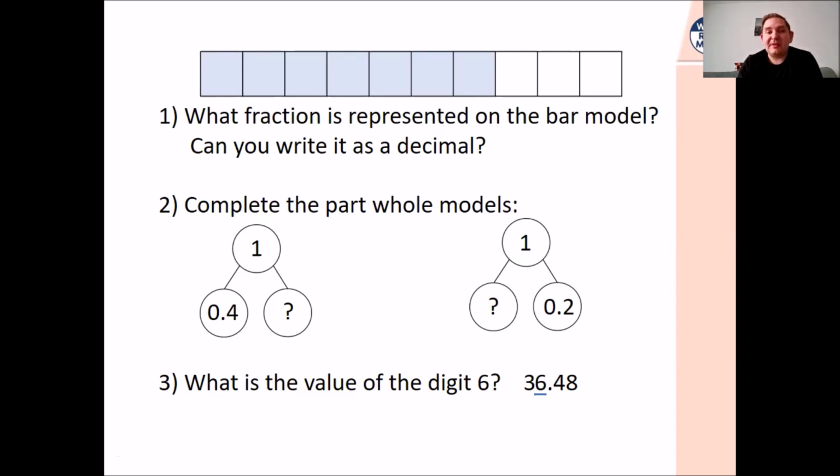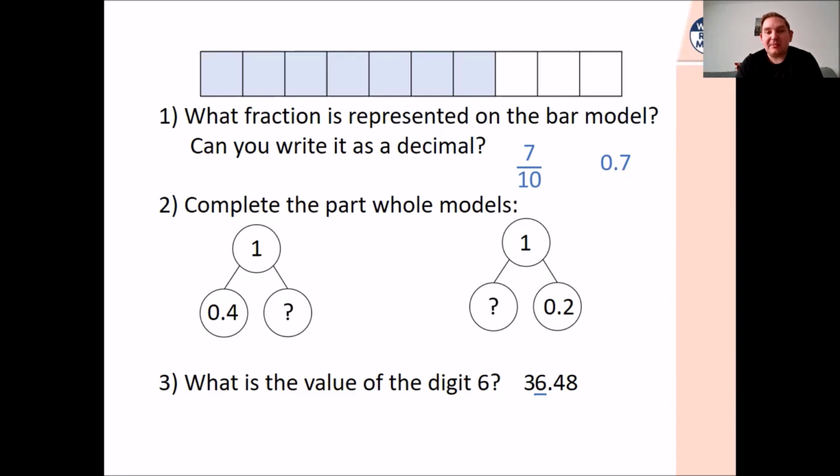Okay, so the fraction that is represented on the bar model. Well, I can see that there are 10 squares: 1, 2, 3, 4, 5, 6, 7, 8, 9, 10. And only 1, 2, 3, 4, 5, 6, 7 of these are shaded in, which tells me that as a fraction, we have 7 tenths. 7 tenths can be written as a decimal by dividing that 7 by 10, which would give us 0.7, because that digit 7 has moved one space to the right.